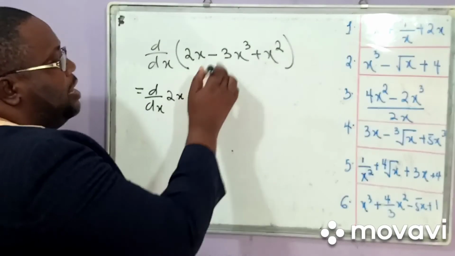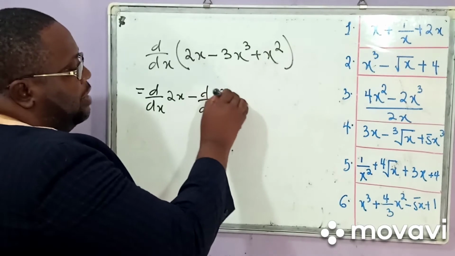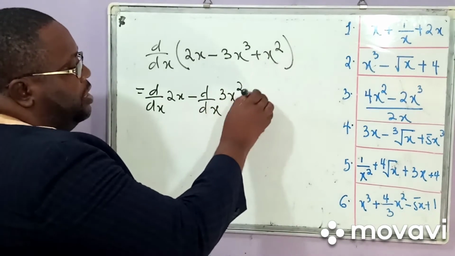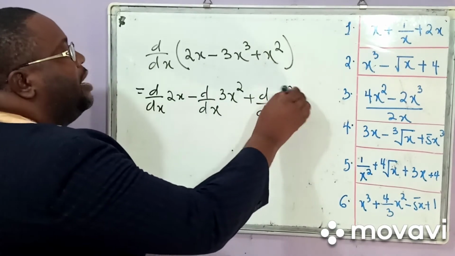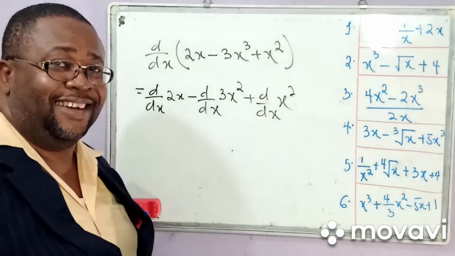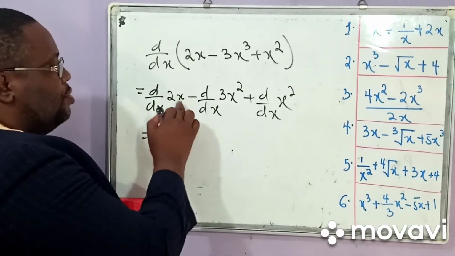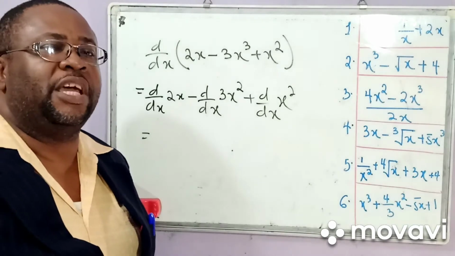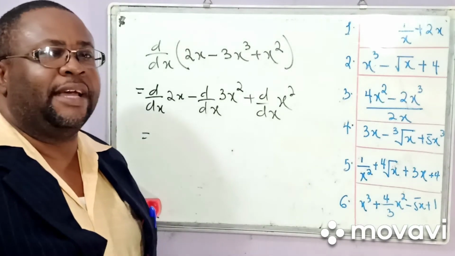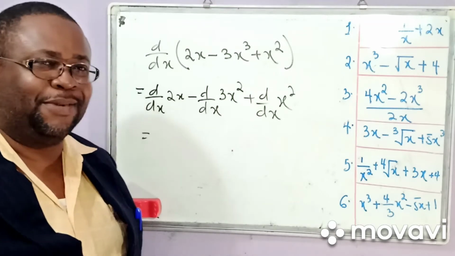So let's go. We now have this being equal to the derivative with respect to x of 2x, then minus the derivative with respect to x of 3x squared, plus the derivative with respect to x of x squared. Is that okay? When I differentiate 2x, remember our last class we said whenever you differentiate ax, you simply get a.